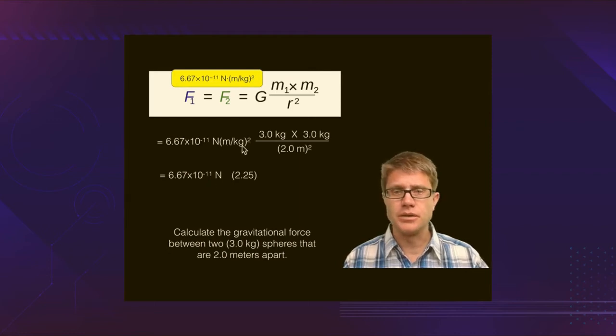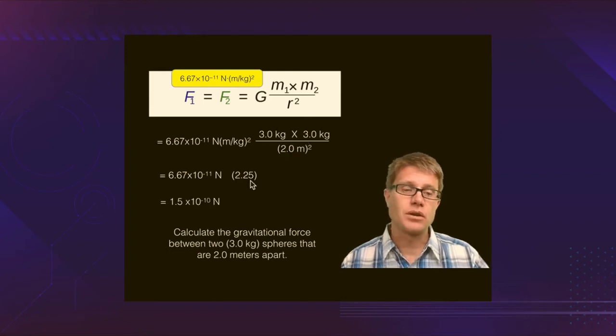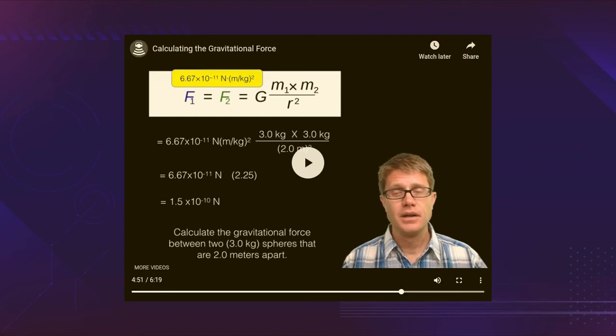What happened to these units? Well, you can see that I've got kilograms squared on the top, kilograms squared on the bottom here. So those cancel, meter squared on the bottom, meter squared on the top. And this is simply 9 divided by 4, which is 2.25. And so what's going to be my force? 1.5 times 10 to the negative 10th newtons. So it's an incredibly small value.